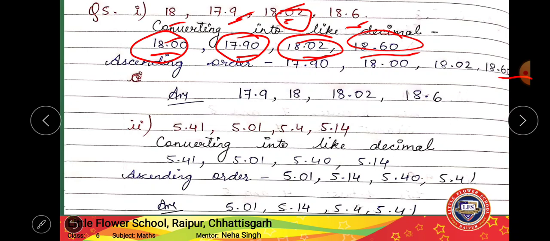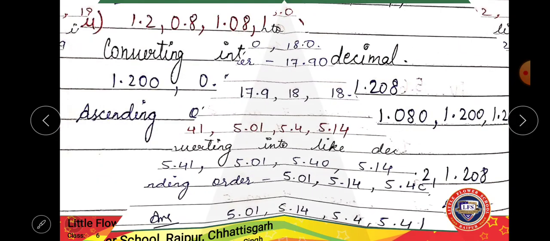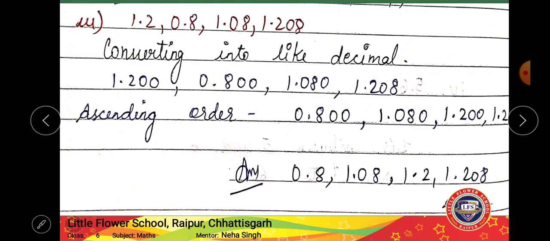Fifth question, first part done. See the second part now. Again, the first step is to convert into like decimals by adding the zeros wherever required, right? And then we can arrange them in ascending order. Third also, first we'll convert into like decimals. The method is the same for all.